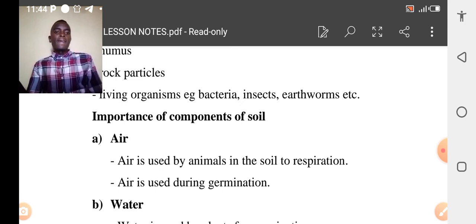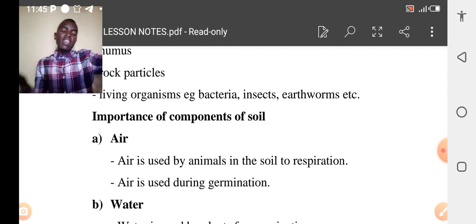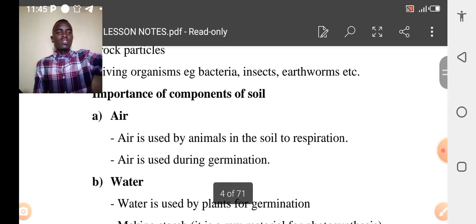Yes, and air is also used during germination. When seeds germinate, germination can't happen without air. Germination is the growing of seeds into seedlings. There are two types of germination: epigeal germination and hypogeal germination. This air is used during germination.